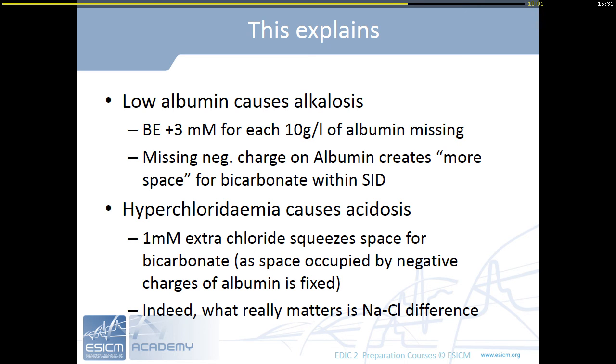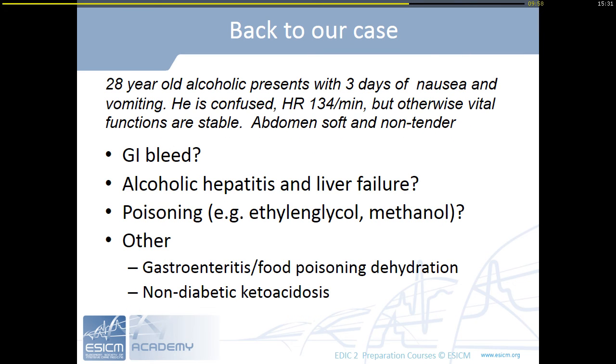Okay, let's come back to our case of a man, and you now try to think about it with your newly acquired knowledge, okay? So, vignette, what could be wrong with this? He's an alcoholic, 28 years old, tachycardic. So can he have a GI bleed? Can he have liver failure? Can he have drunk something other than ethanol? Could it be ethylene glycol or other alcohols? Or is it just an unrelated problem like gastroenteritis or food poisoning or non-diabetic ketoacidosis? So it's not very helpful in this case.